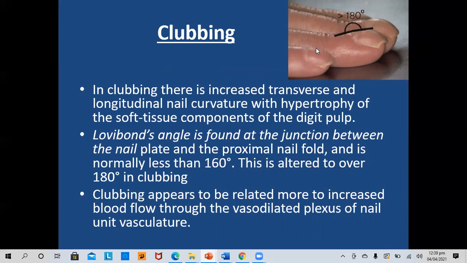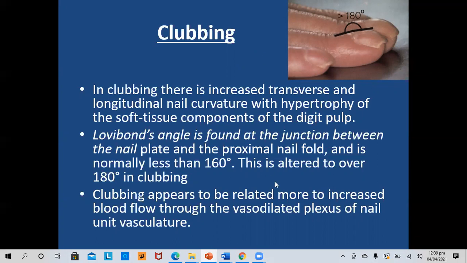The transverse, this is the transverse nail curvature, and this is the longitudinal nail curvature. So both the nail curvatures are aggravated in patients of clubbing. And this is primarily because of hypertrophy of soft tissue components of the digit pulp.